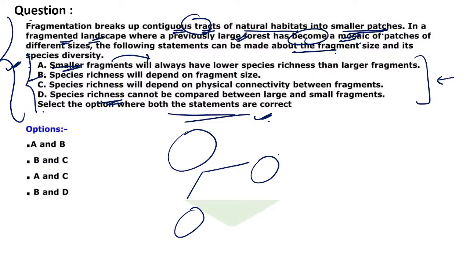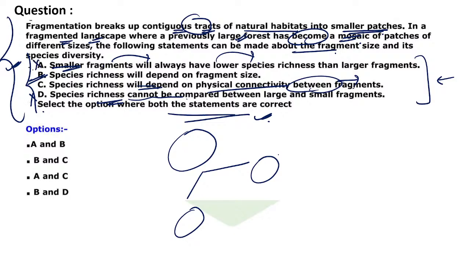B option is for sure correct. A is not always true, that a smaller fragment size will always have lesser species richness. Then, species richness will depend upon the physical connectivity between the fragments. Fourth is saying species richness cannot be compared between the large fragments, so the fourth option is also wrong. First option is also wrong.